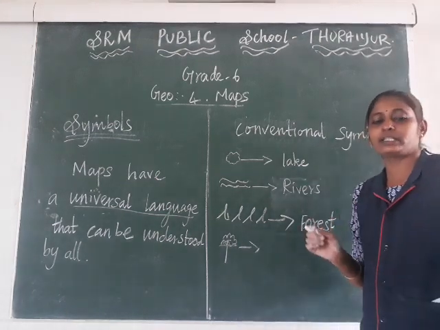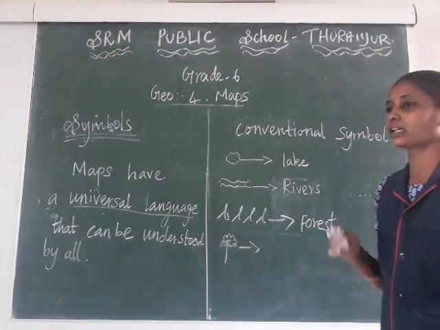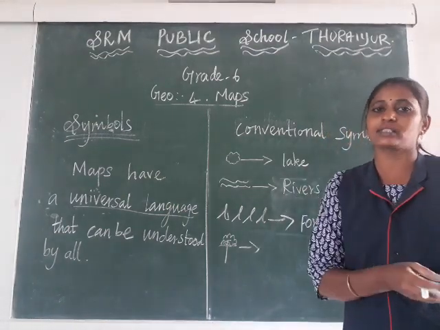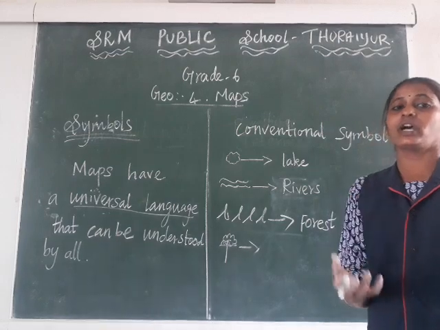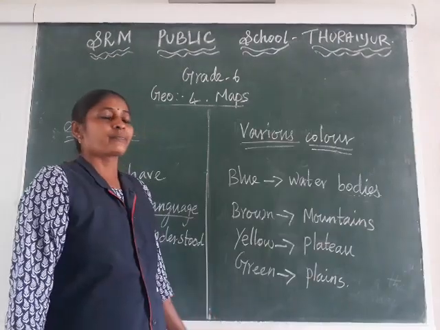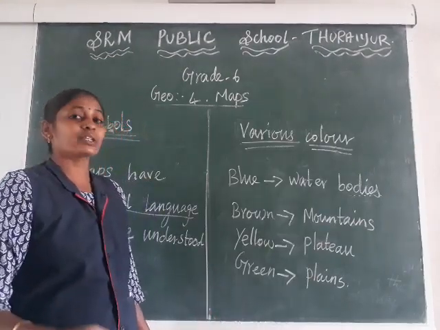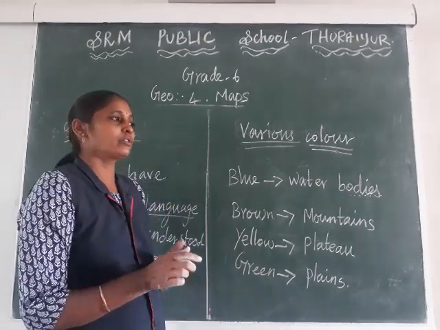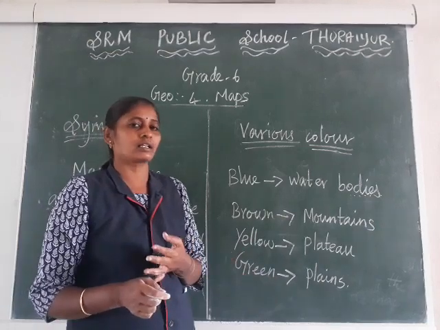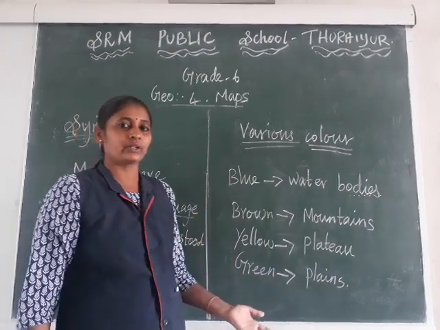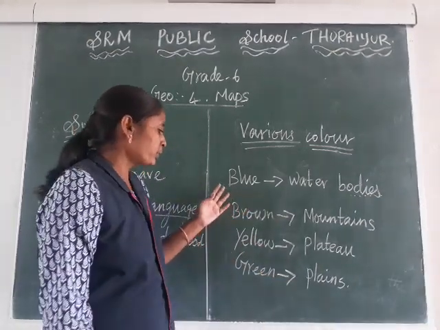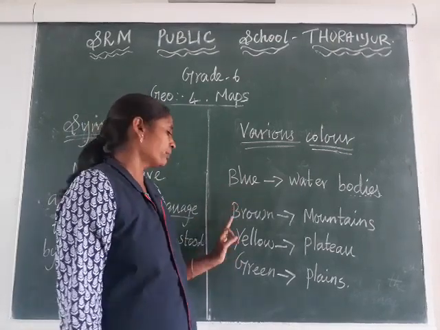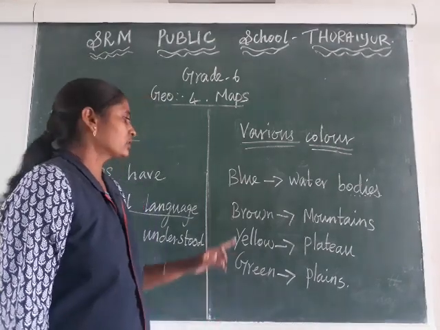In your book, on page number 26, a set of symbols is given. You just go through them, refer to them, and practice those symbols. That is easy for your understanding. In a map, we use various colors for some purpose. The colors we basically use in a map are blue, brown, yellow, and green.